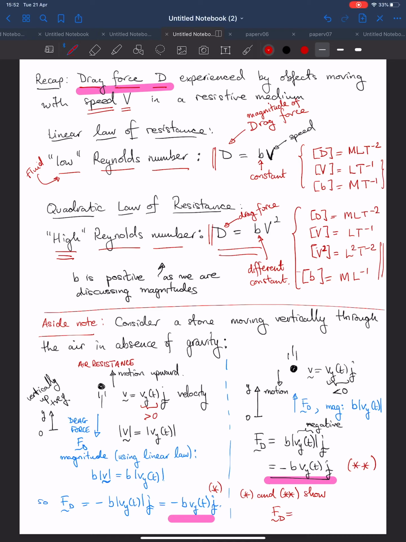Fd, the drag, whether it moves up or down, is always this: minus b Vy Tj. Again, regardless of moving up or down. So that was the aside note. Okay, that's the message behind this. So when we think of drag force in future examples and use the linear resistive law, we'll just write in this. This will be our magic formula.